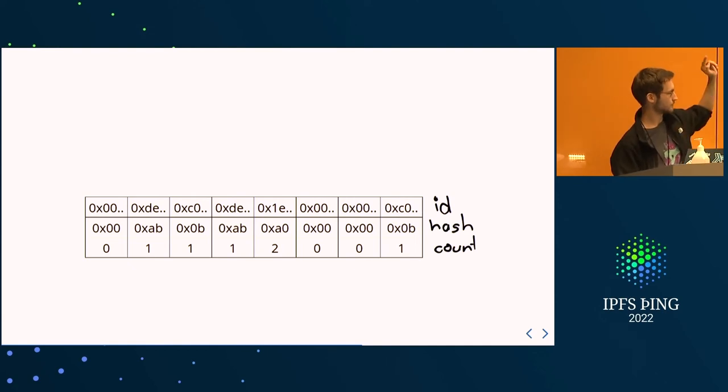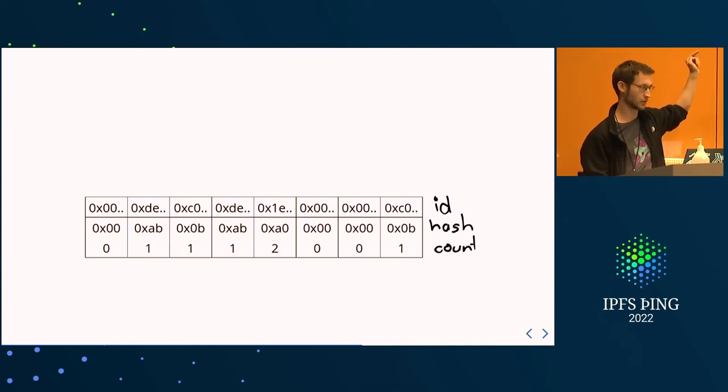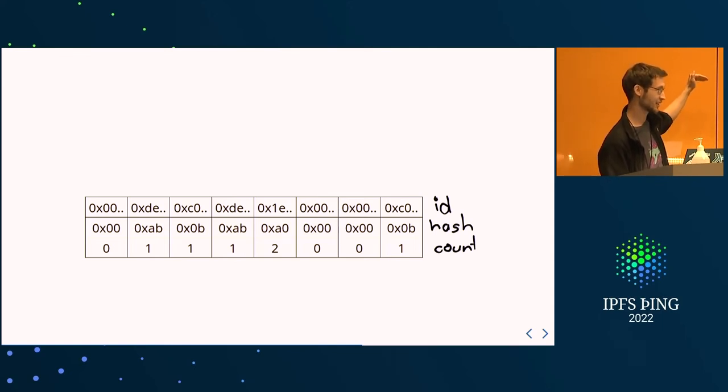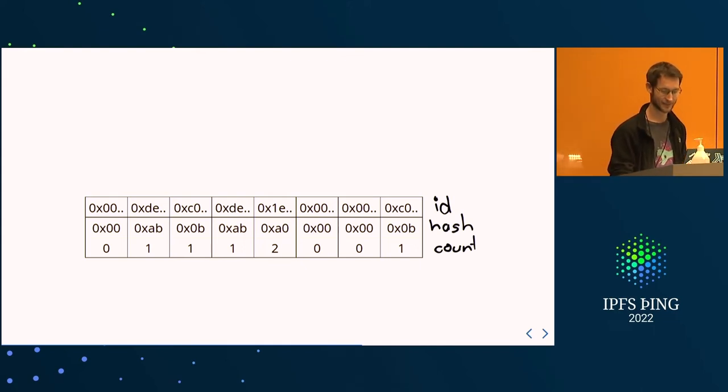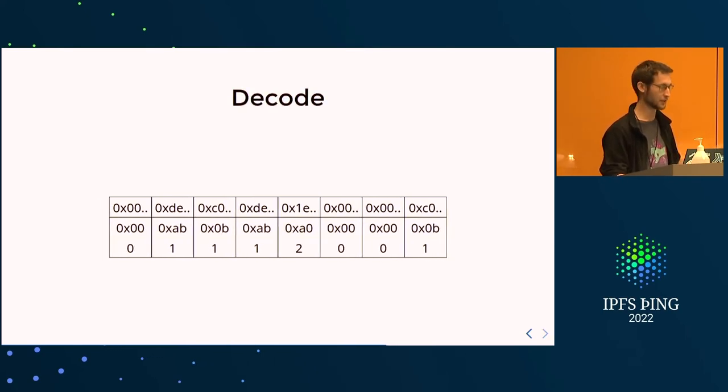So the top row in the paper is called the ID. The middle row in the paper is called the hash. And the bottom row is called the count. I find that a little bit confusing. So when you're reading the paper, keep in mind that ID is actually a hash, and hash is a hash of a hash. All right. And then there is a decode function.